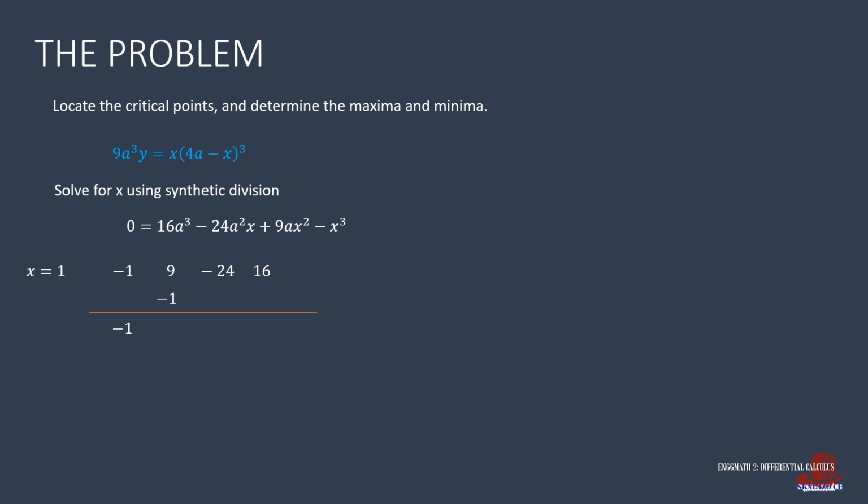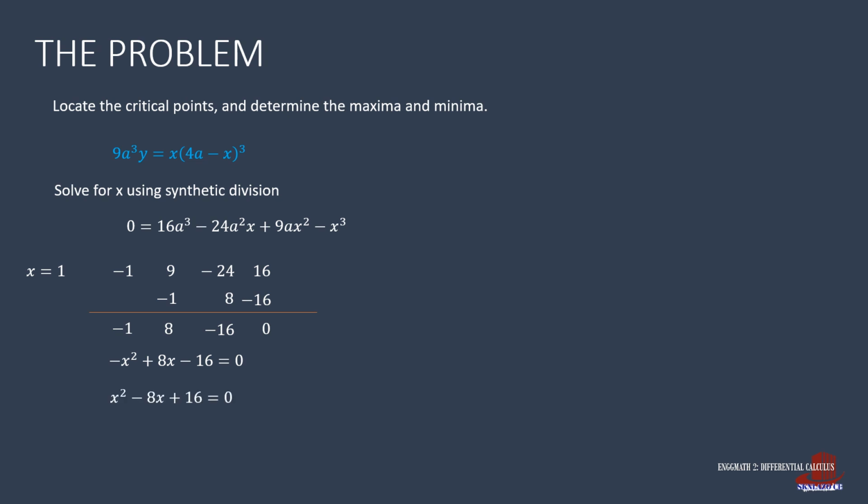Then multiply 1 and negative 1, which is negative 1, placed on the next column. Now 9 minus 1 is 8. Then again 8 times 1 is 8 placed onto the next column. So negative 24 plus 8 is negative 16. Then negative 16 times 1 is negative 16. So 16 minus 16 is 0. The remaining coefficients are negative x squared plus 8x minus 16 equals 0.